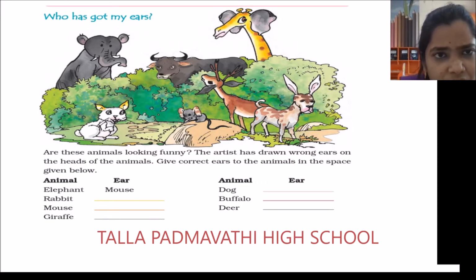So this ear belongs to whom? It is already given as mouse, right? So where is the mouse here? This is the mouse. Next, rabbit. So you can see the rabbit in the picture.